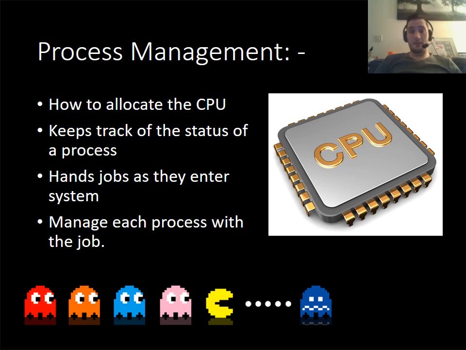Process management. So obviously we have a processor, our CPU on the computer, and in order to keep track of the status of a job, a process, it needs to look at the jobs as they come into the system, and it needs to manage each of these processes. So it needs to look at the efficiency and the importance of jobs, and allocate and deallocate jobs. So that's process management.